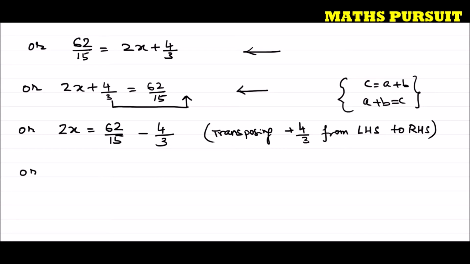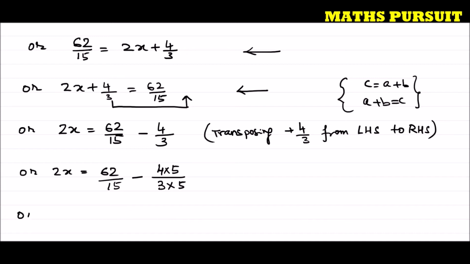2x is equal to, it would be easy for us to solve if we make the denominators of both fractions equal. So how can we make the denominator equal? Here we have 62 upon 15 minus 4 upon 3. If I make this denominator 15, then it would be easy to solve. I need to multiply this 3 by 5 to get 15. If I multiply 5 in the denominator, I need to multiply 5 in the numerator also. That means 4 into 5, 3 into 5, so we get 15 in the denominator and 20 upon 15.